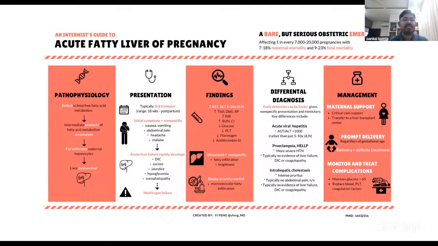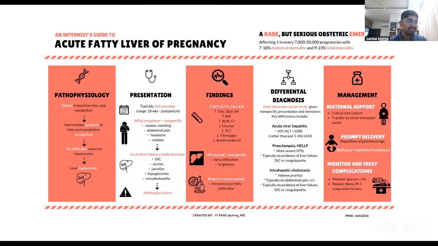Looking at the pathophysiology, we did talk about a defect in the fetal free fatty acid metabolism. Intermediate fatty acid metabolites will accumulate, fat infiltrates the hepatocytes, and you will have a dysfunction. Presentation typically happens in the third trimester. Symptoms are very non-specific: nausea, vomiting, abdominal pain, headache, malaise. You will have symptoms of acute liver failure, and even multi-organ failure.